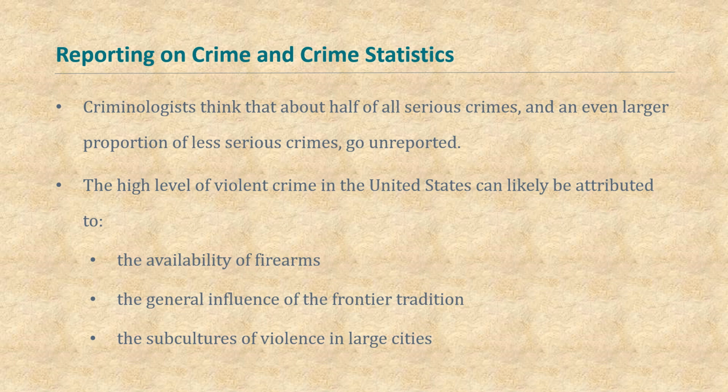Reporting on crime and crime statistics. Criminologists think that about half of all serious crimes and even a larger proportion of less serious crimes go unreported. For example, here in New York, we've been hearing a lot about the crime on our subways. And one minute we hear that crimes are increasing, and the next minute we hear that it's not increasing, right? So this speaks to the amount of crimes that are actually reported and how that report comes out.